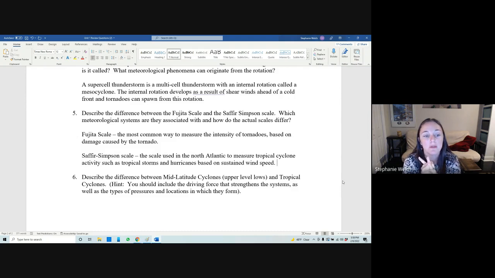So the problem here is that both of these scales have something that the other one lacks. The Fujita scale is based on this damage caused in the aftermath, but it doesn't make any sort of predictive value of what type of damage a tornado is capable of making, because there's no way to measure those variables. The Saffir-Simpson scale is limited because the winds aren't always the most devastating impact of a storm.